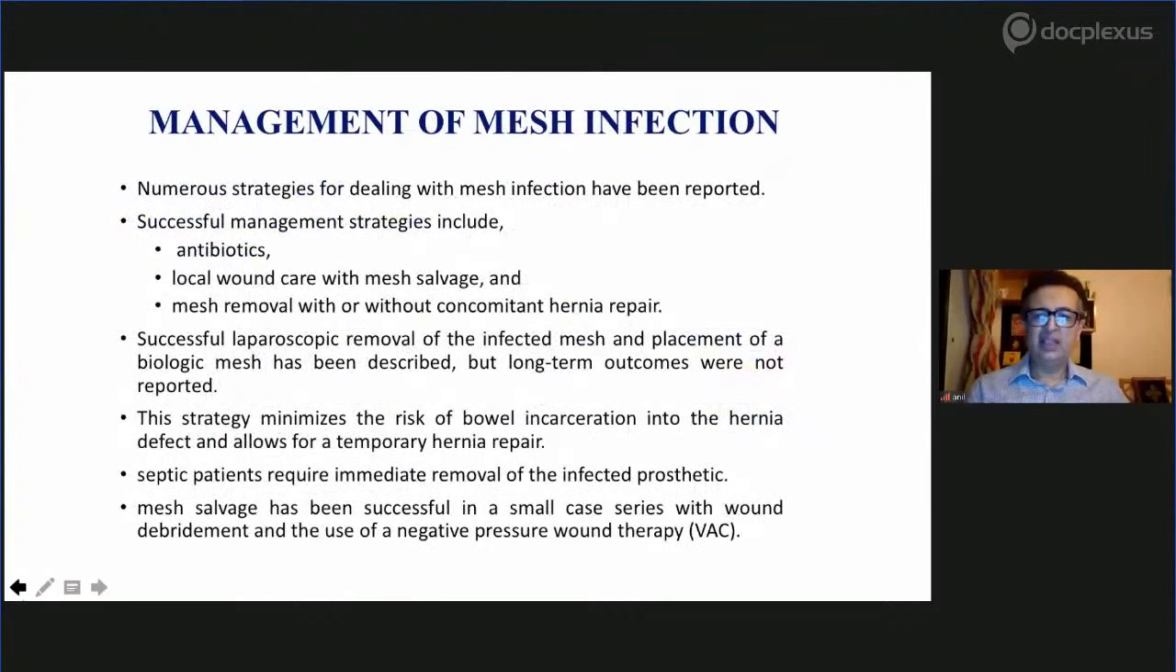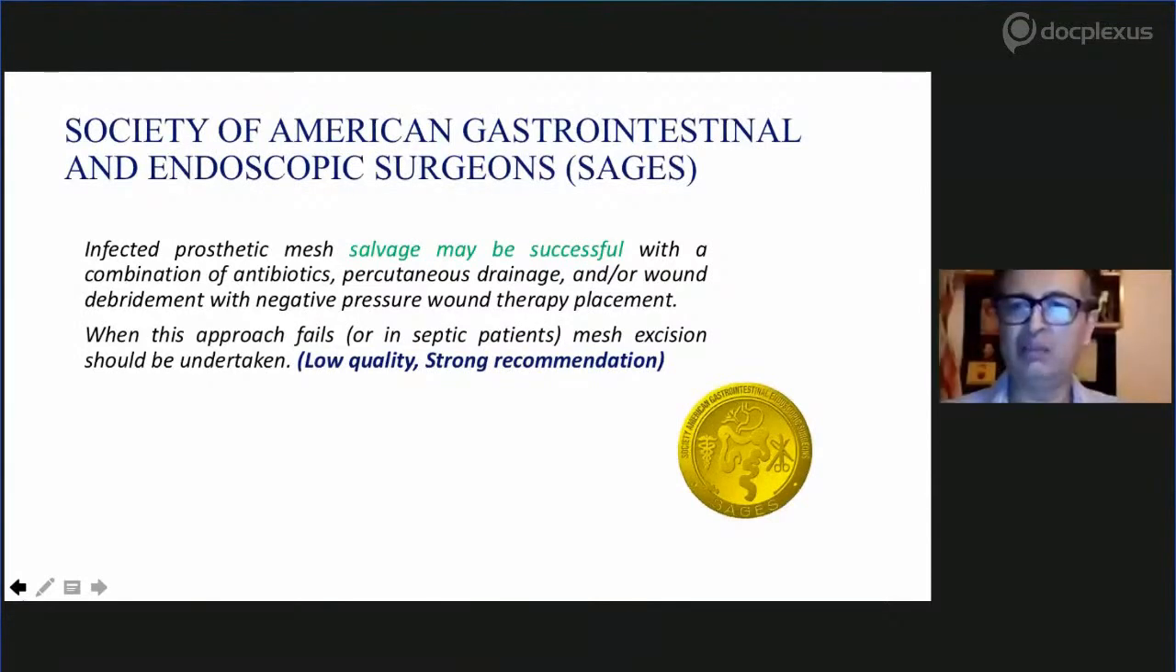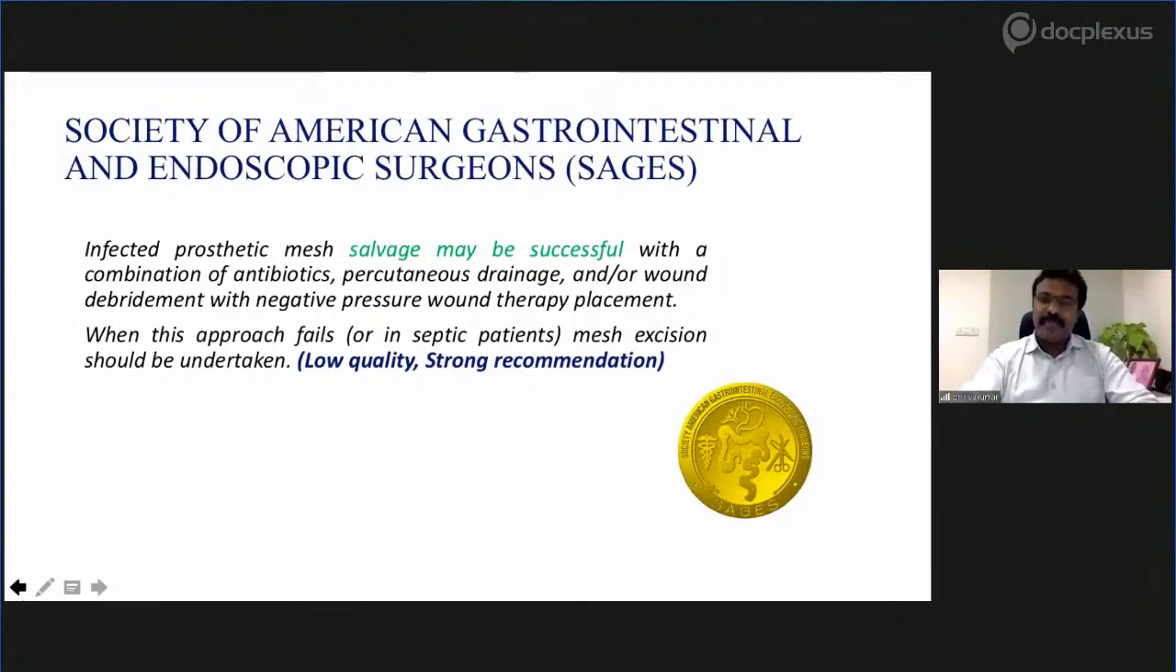So it all depends on the state of the mesh, the state of the patient, but then treat them sooner rather than later. Surgical excision sooner rather than later. You will save your patient a lot of pain and misery and suffering. Remove that mesh sooner rather than later. Thank you, sir. Thank you.